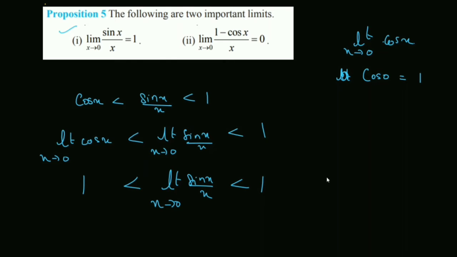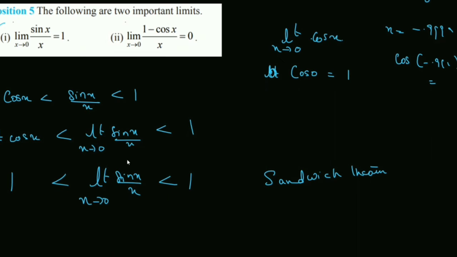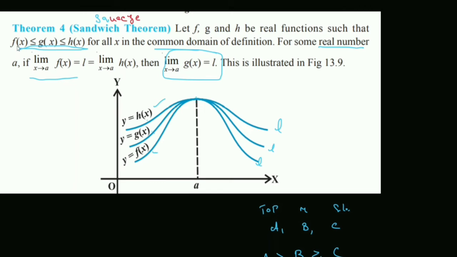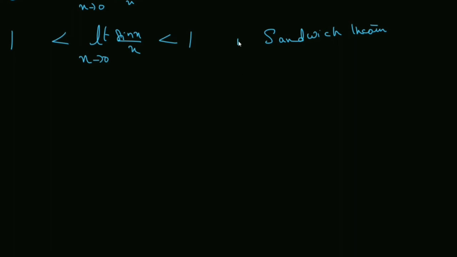Now quote the sandwich theorem. We have learned the sandwich theorem, right? What is the sandwich theorem? If a function lies between two functions with equal limits, then it will be equal to the same value. F of x is less than or equal to g of x, less than or equal to h of x. If the limit of f of x is L and limit of h of x is also L, then g of x will also be equal to L. By the sandwich theorem, limit x tends to 0, sin x by x is equal to 1.